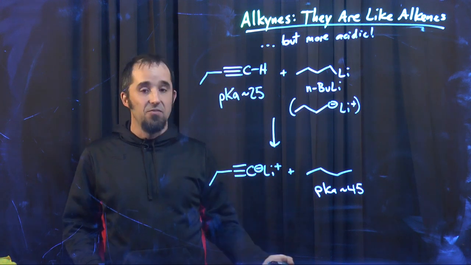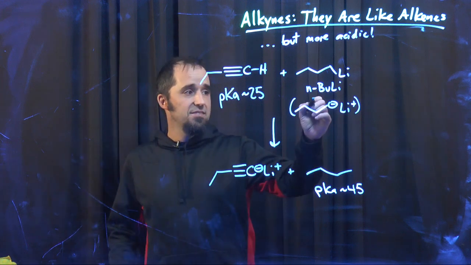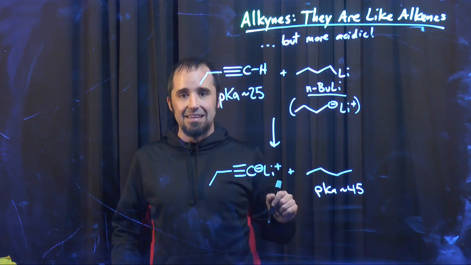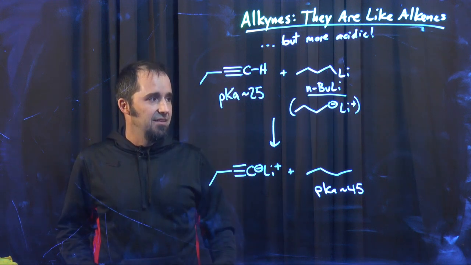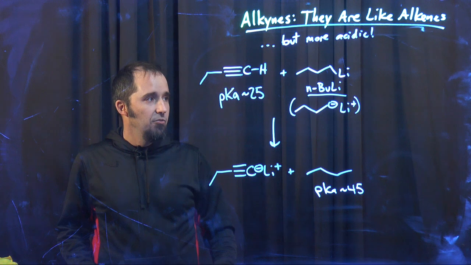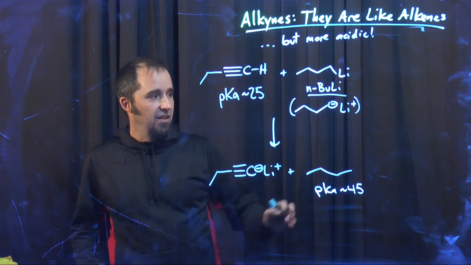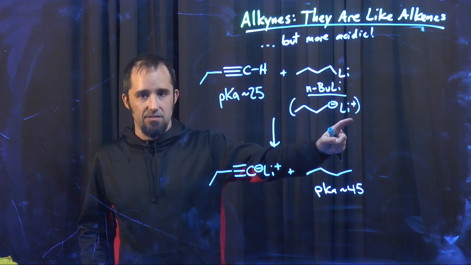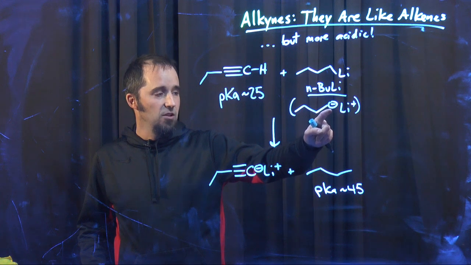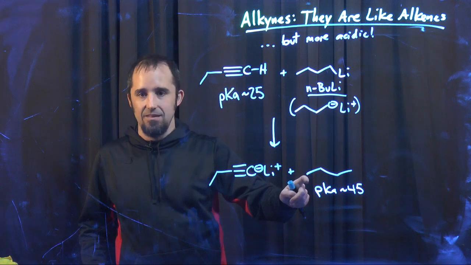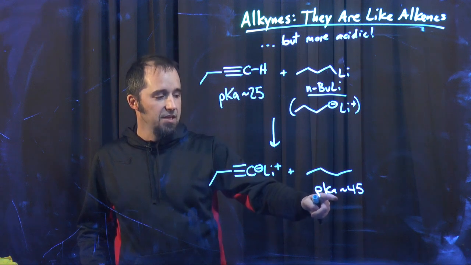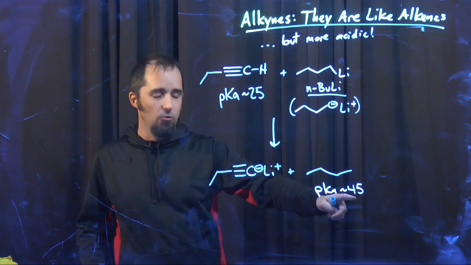Let's say I treat that with a very strong base. This is called n-butyl lithium. We'll talk about alkyl metal compounds like this next week. But for now, we can almost think about this as C minus Li plus. So this is a full-on conjugate base of butane, the alkane. The pKa for an alkane is something like 45.